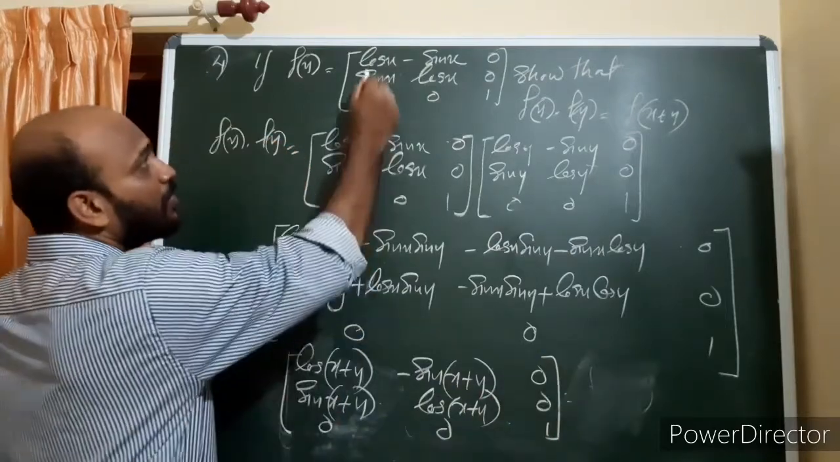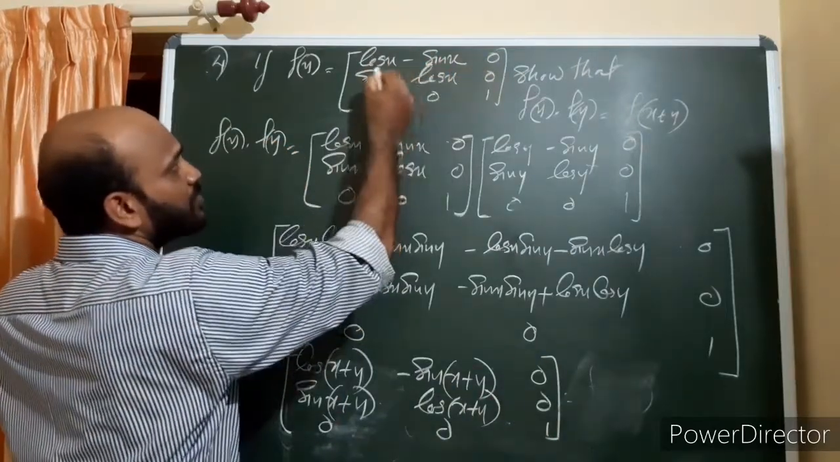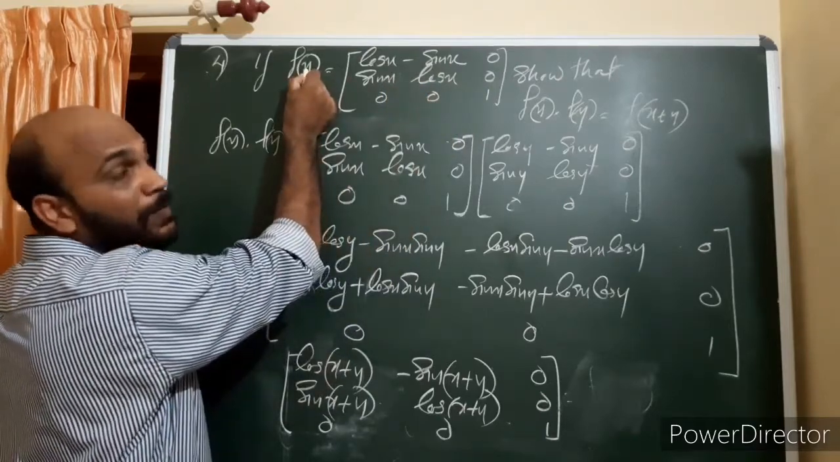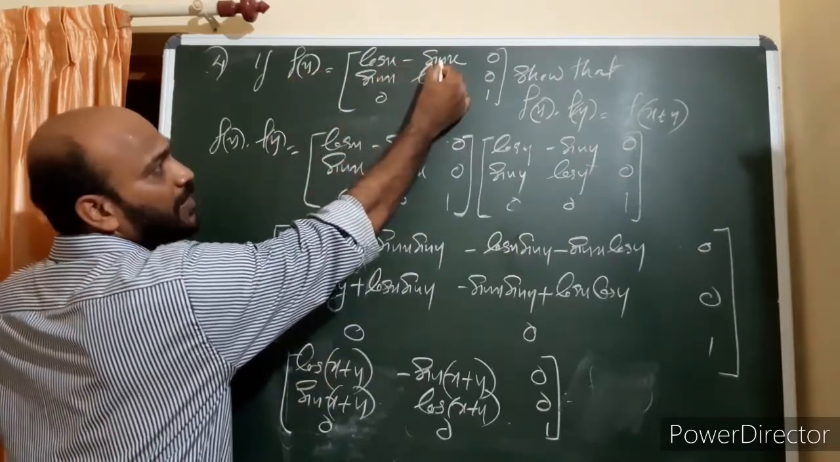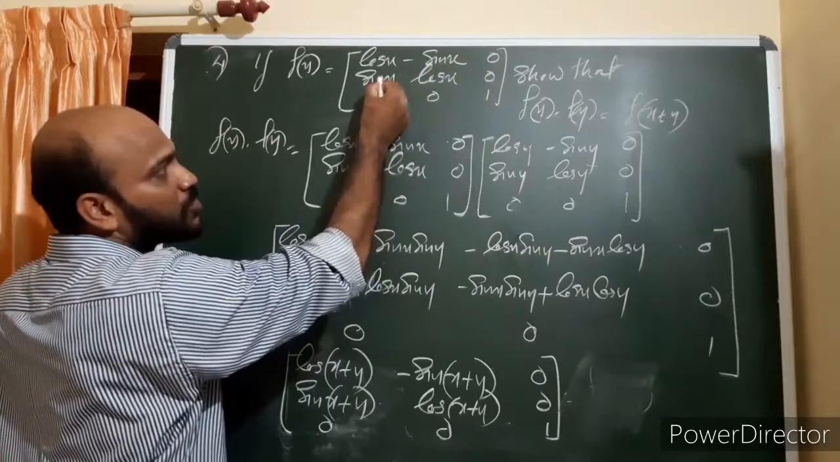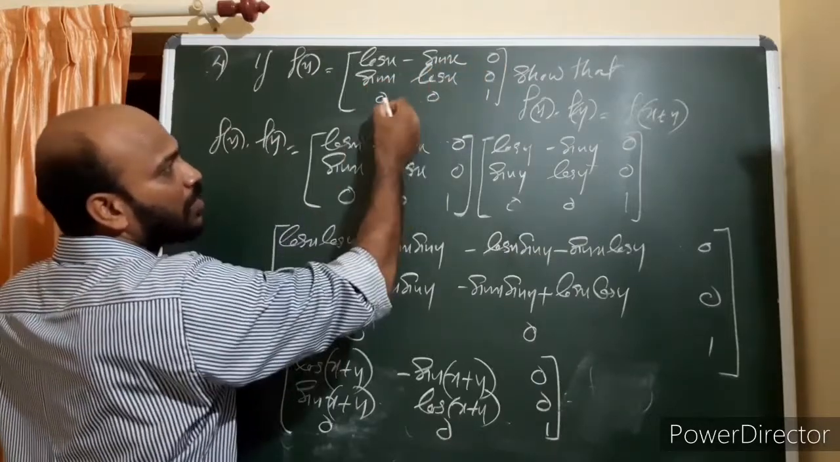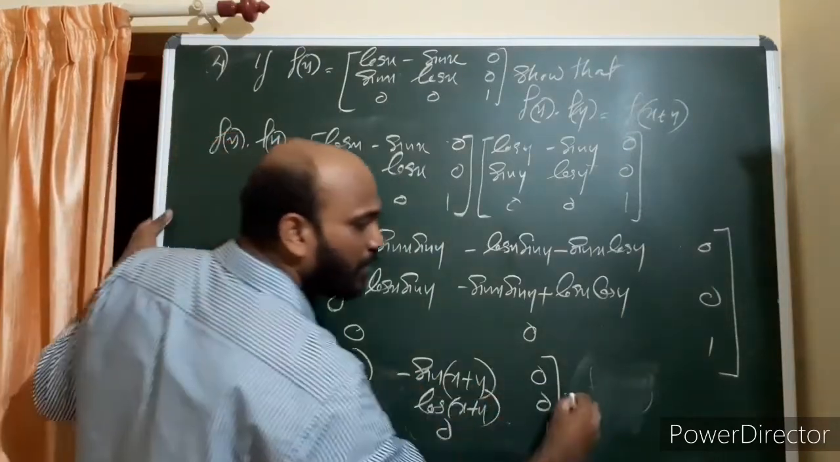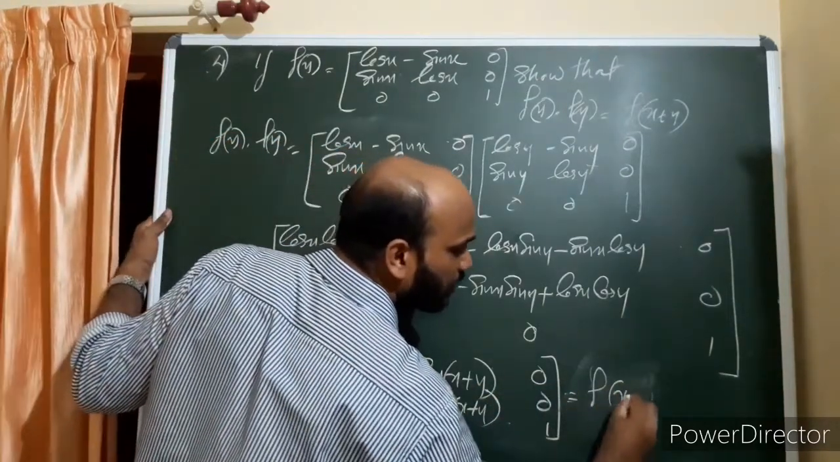If f of x is equal to the matrix cos x, minus sin x, 0; sin x, cos x, 0; 0, 0, 1, then f of x plus y will be cos of x plus y, minus sin of x plus y, 0; sin of x plus y, cos of x plus y, 0; 0, 0, 1. That matrix you are getting here. So this is equal to f of x plus y.